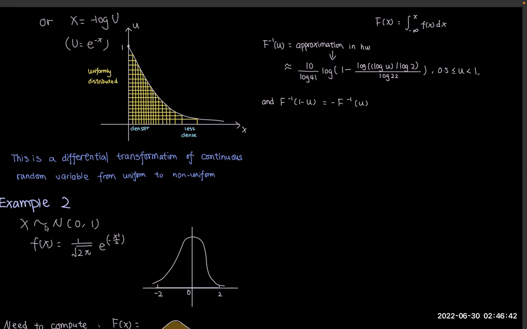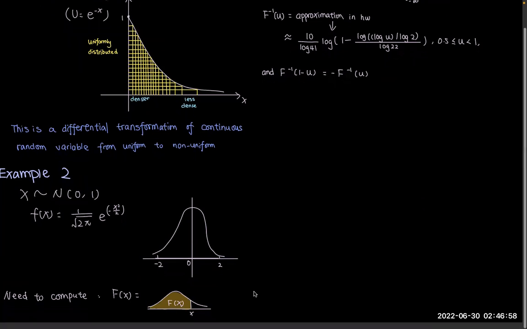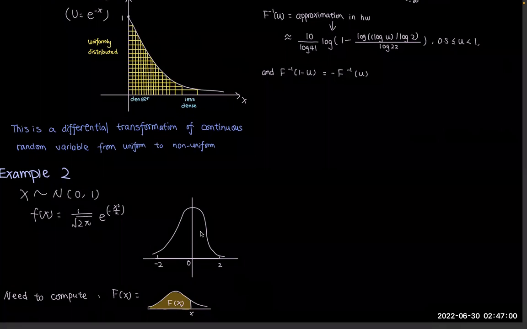Another example is the normal 0, 1. This is the most important probability distribution, called the standard normal distribution. The density f of x equals 1 over square root 2 pi times e to the negative x squared over 2. It follows this bell-shaped curve, and the area between negative 2 and 2 is 95%.